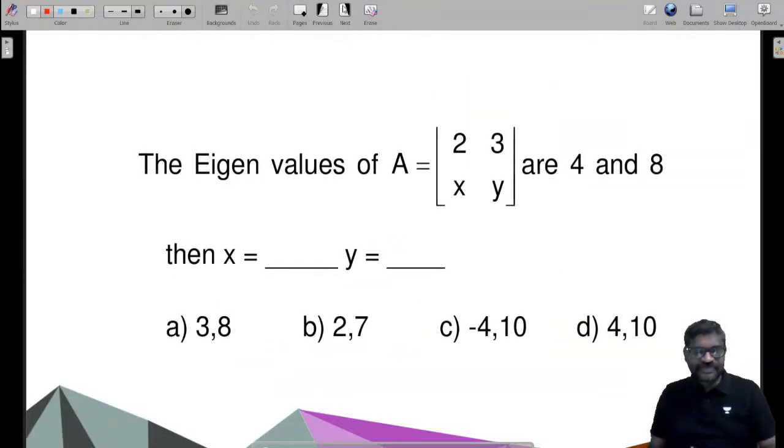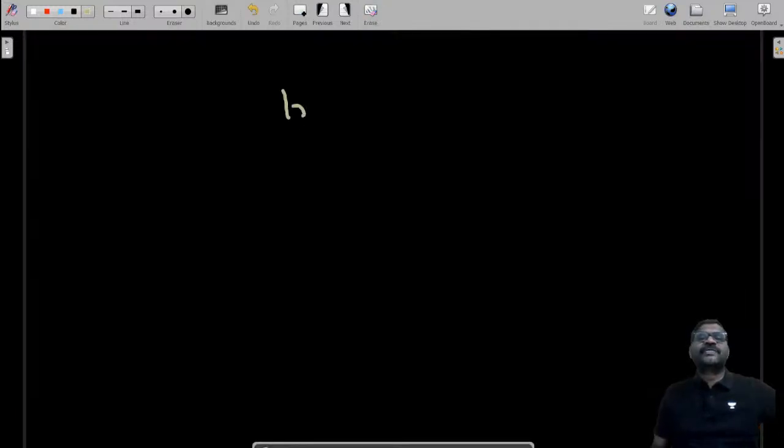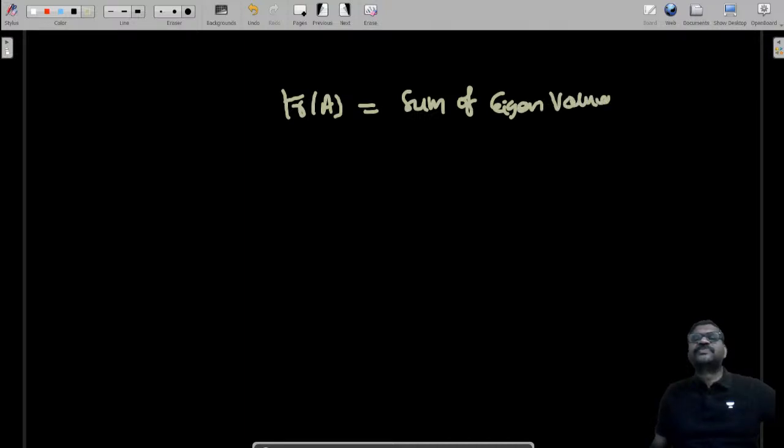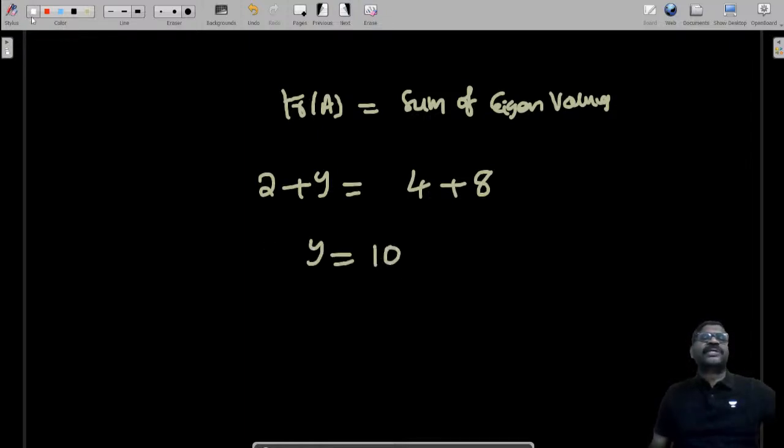Next problem. The eigenvalues of matrix A 2 3 x y are 4 and 8. Then x and y values. Observe trace. Trace of A equal to sum of eigenvalues. Here trace is 2 plus y. Sum of eigenvalues is 4 plus 8. Therefore, y equal to 12 minus 2, 10. Y is 10.